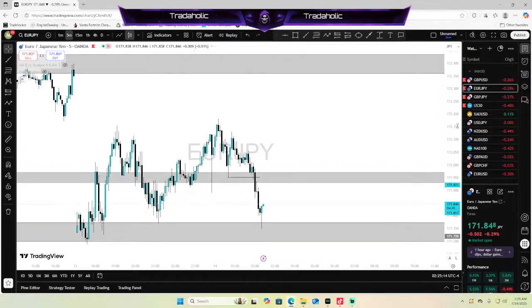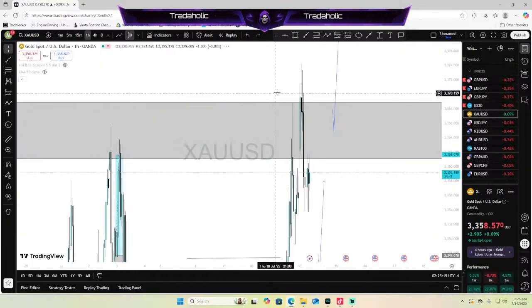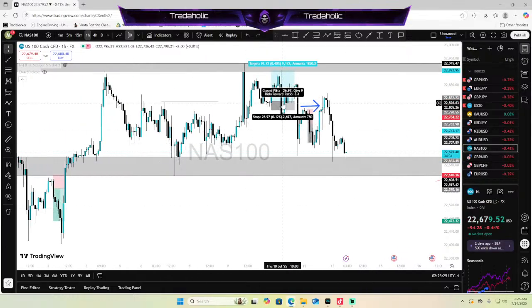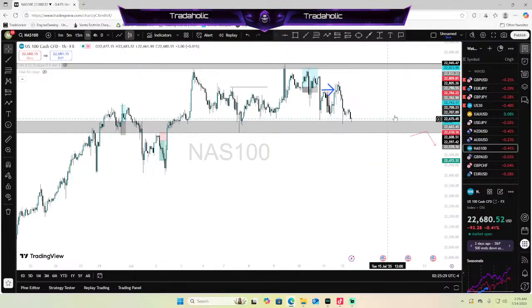So all of these trades you see here, like gold as well, these are all trades that I already took. So this was a win, this was a break even, this was a win. I took some trades on NAS 100 last week. This was a win, this was a win, this was a win, this was a win, no losses.